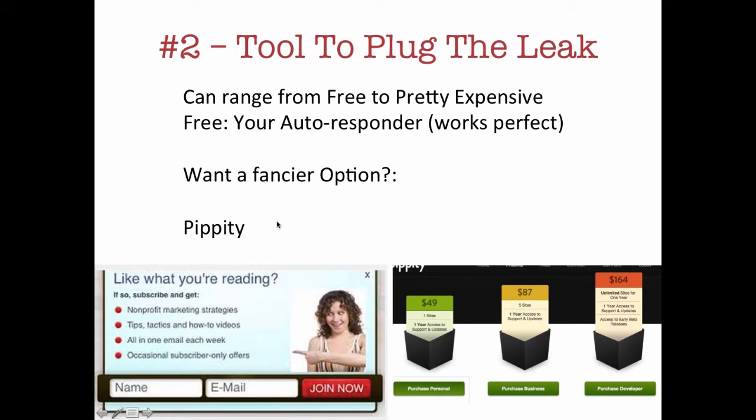And I saw another marketer using one that looked like this. I'm like, oh, what do you use? And she said that she uses this, I guess it's like a plugin for your blog. It's called Pippity. And as you can see here, the prices range from $49 to $164. And as you can also see, there's only 1 year access to support and updates. So that's not the best if you're only getting a year of updates.